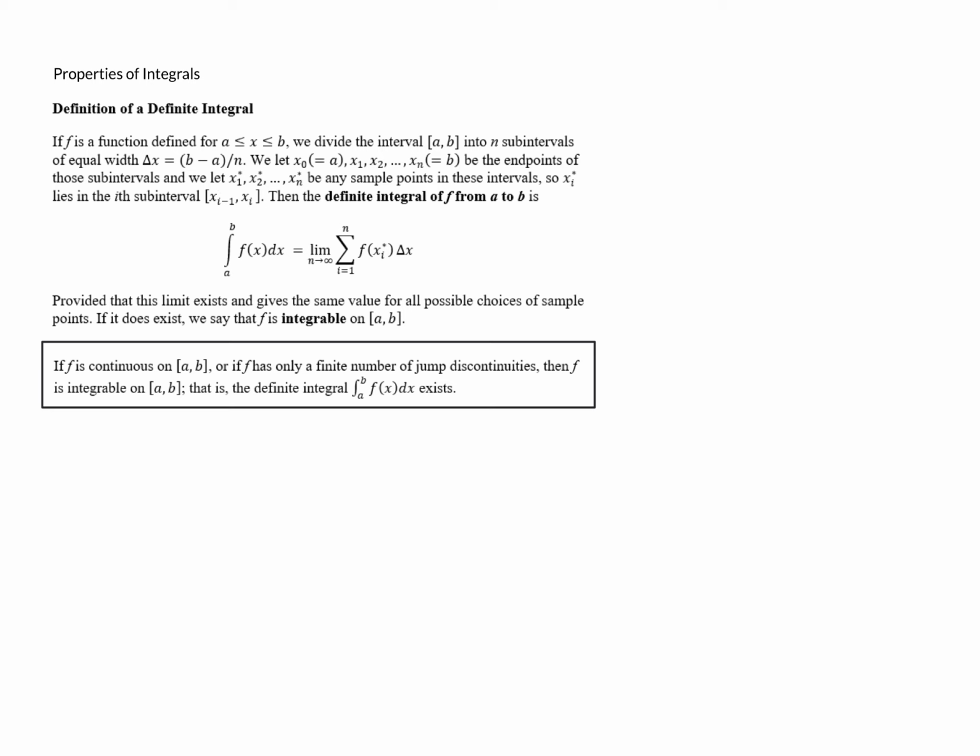But that's not the only type of function that we can integrate. We also know that if our function has a finite number of jump discontinuities on that interval, then we can also integrate it. Let me show you an example, a quick graph of what that might look like. All right, so here is a function that has a finite number of jump discontinuities. In fact, there are 2 jump discontinuities there.